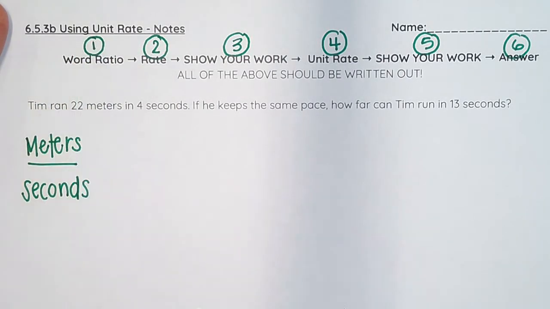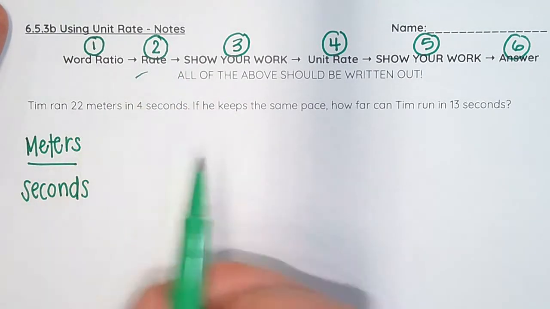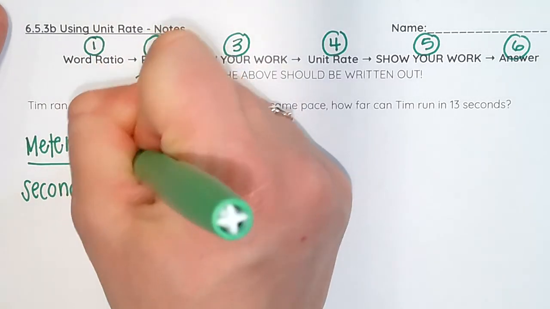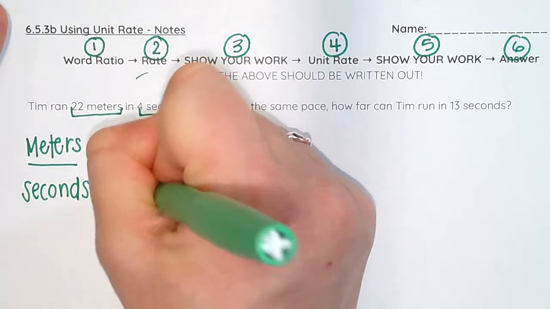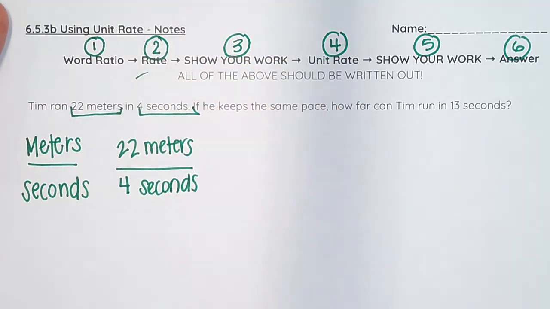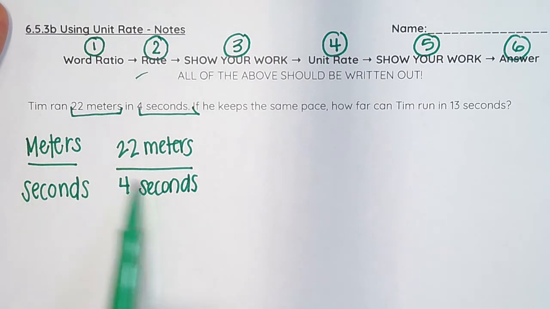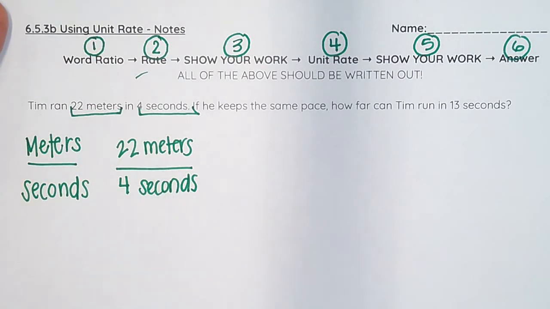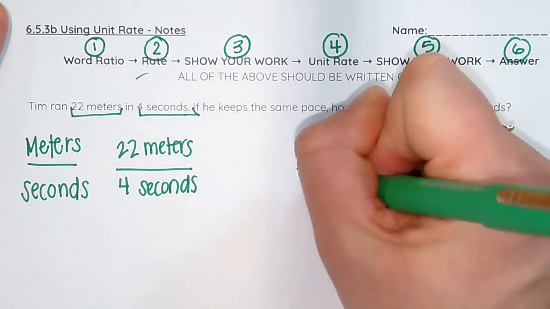So that was step 1. Step 2, I pull my rate out from my situation. Well, this is the knowledge that we have. He ran 22 meters in 4 seconds. We will note that meters stays on top. This is why our word ratio is helpful to us and why we continue to write our units along the way. Now we know our goal is to get to a unit rate of 1 second.